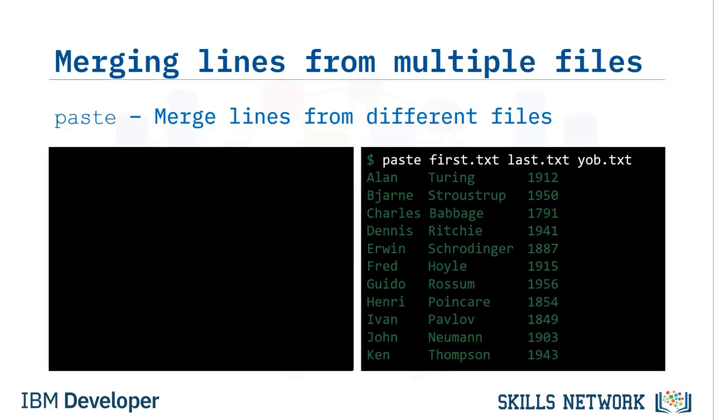Notice the 3 columns are nicely aligned. This is because paste uses a tab as the default delimiter. And, for example, you can see that Charles Babbage was born in 1791.